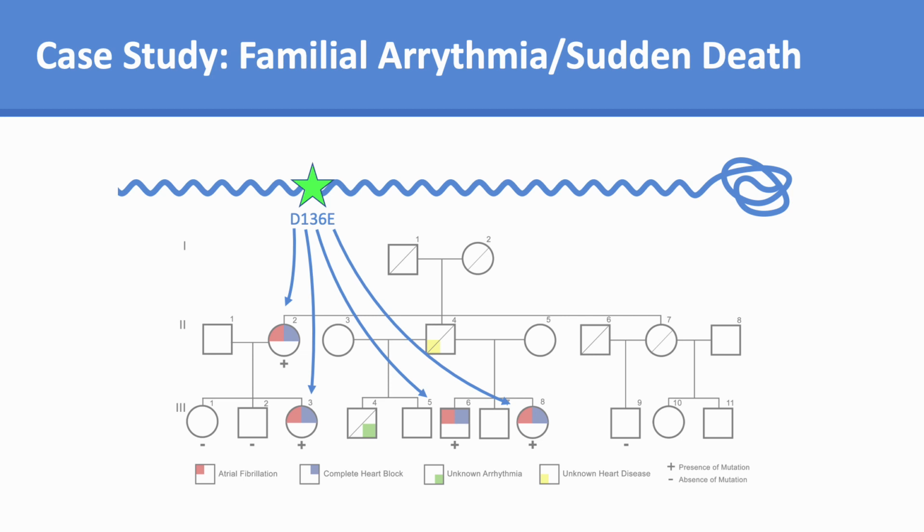While the functional studies showed that the variant had some effect, we wanted to make sure that this was actually causative for the disease we saw in this family. We performed Sanger sequencing of the D136E LMNA variant among 4 affected and 3 unaffected individuals, and found that it did segregate, only appearing in the affected individuals.